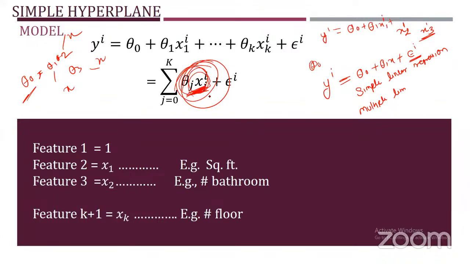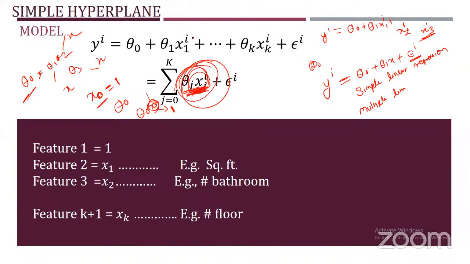Just to represent it in a common format, an assumption has been made: an x naught is taken, and the value of x naught is taken as 1. So whether you write it as theta naught, or as theta naught x naught where x naught equals 1, both are going to be the same. It's not going to make any difference. Just to simplify it, the value of this x naught is always going to be 1, so that it could be represented in this way.